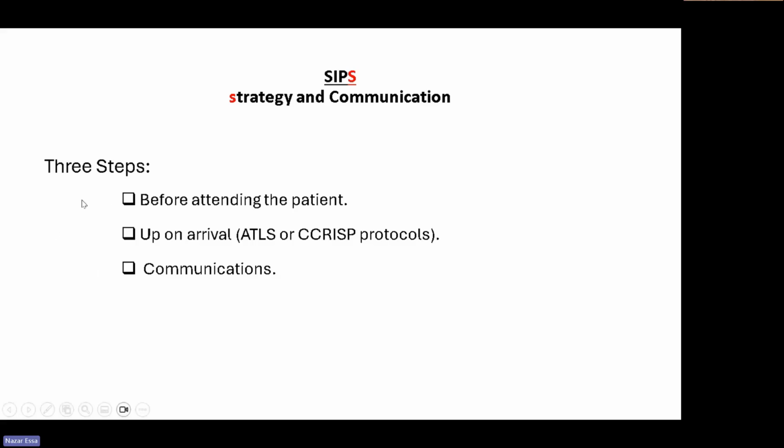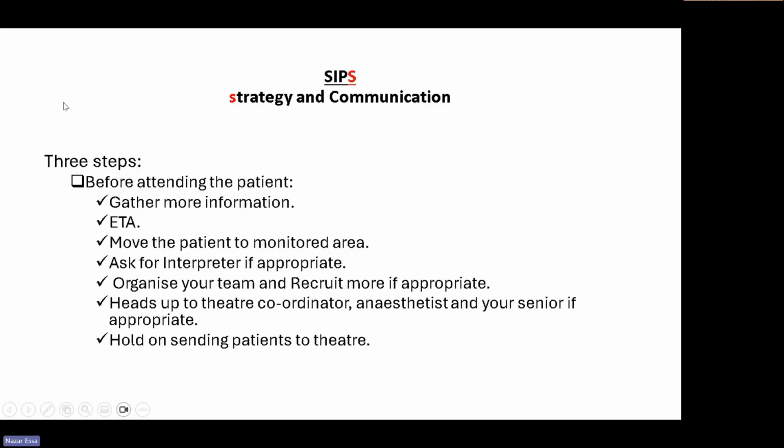And then we'll speak about the communication. So before attending the patient, sometimes there are a few things you need to do. For example, gather more information. If the patient is coming from a different hospital, you need to ask about the expected time of arrival, for example. Ask the A&E, if they are saying the patient is in the waiting area, to move this patient to the monitor area. And sometimes if the scenario says the patient is repeatedly vomiting, then you ask, can we insert an NG tube? And the aim is to prevent aspiration pneumonia until you see the patient. Also, if there is a language barrier, you can ask for an interpreter as well.